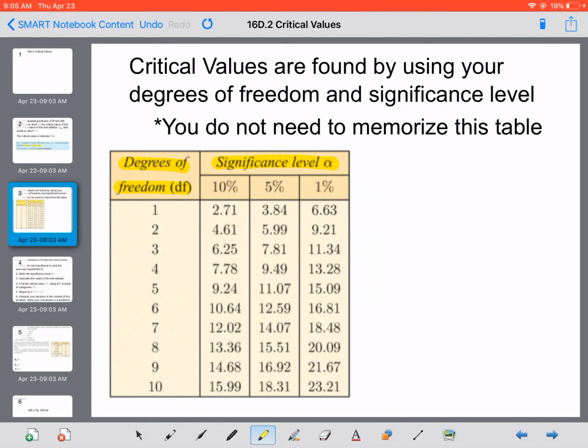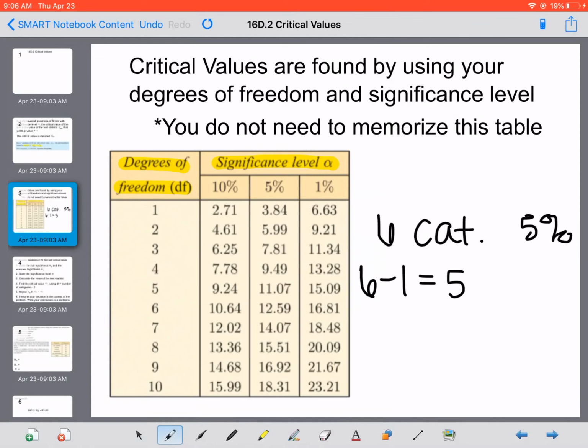And so let's say we had 6 categories. If we had 6 categories, then my degrees of freedom would be 6 minus 1, which is 5. And let's say we're at 5%. And so we're going to go to our degrees of freedom of 5 and our 5%. And our crit value would be 11.07. And so our chi-squared crit would be 11.07, and then when we run our chi-squared and get our value, we can compare that to the 11.07, and if our calculated value is greater than our crit value of 11.07, then we can reject our hypothesis.